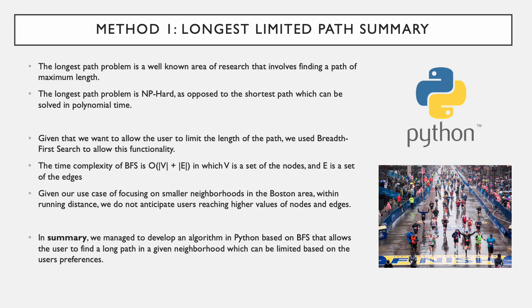Now, given a particular use case which focuses on relatively smaller neighborhoods in the Boston area within running distance, we do not really anticipate users reaching higher values for these nodes and edges. However, in summary, what we managed to do over here was develop an algorithm in Python based on BFS with a few minor alterations that allows the user to find a long path given a particular neighborhood, which can be limited based on the user's preferences.